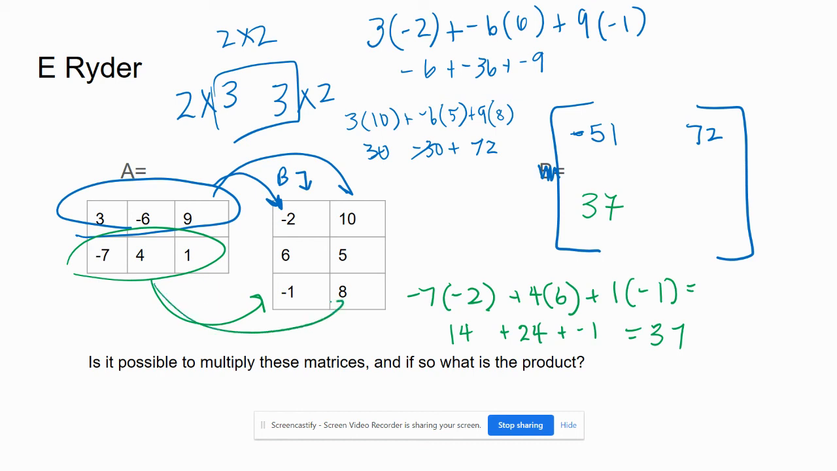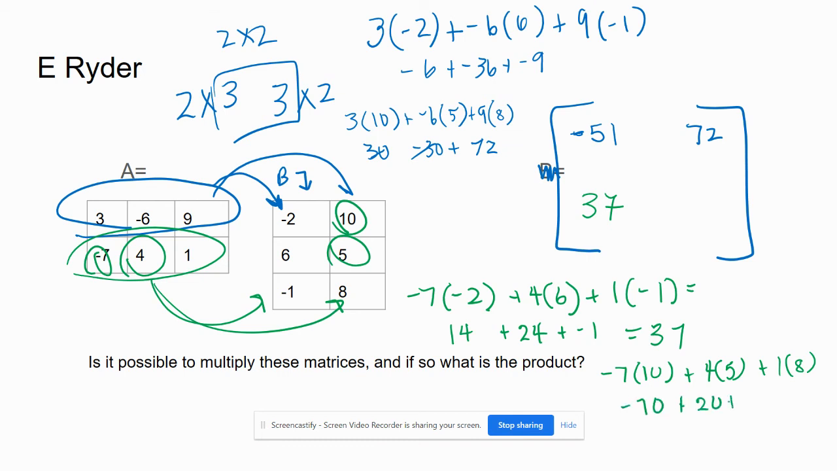Then we're going to do it for our second column. So negative 7 times 10, because first and first. And then we're going to add that to 4 times 5, so second times second. And then 1 times 8, so last times last. So it's going to give you negative 70 plus 20 plus 8. Answer should be 42, and it's going to be a negative 42 because that 70 was the bigger number and it's negative. So again, second row, second column. So it's going to go here. And then that's your answer.